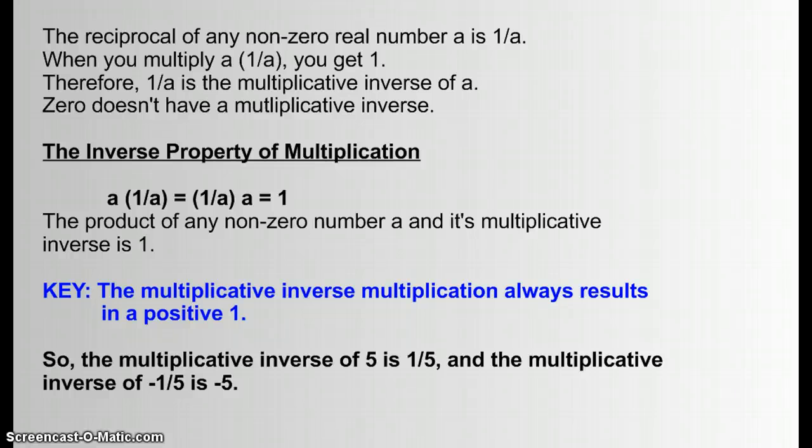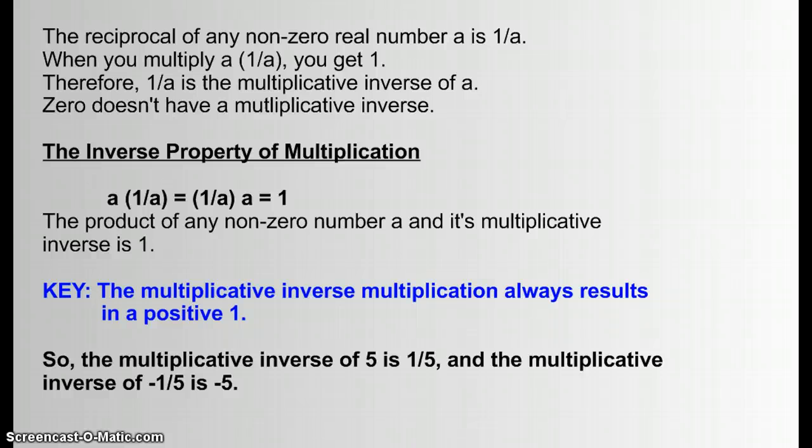So knowing that, we're going to take a look at the inverse property of multiplication. The inverse property says a times 1 divided by a equals 1. That means the product of any non-zero number a and its multiplicative inverse is always 1. Now the key here is that this multiplication always results in a positive 1. It cannot be negative 1, so you have to watch your signs to set up your inverse correctly so that you're either multiplying two positives or two negatives.